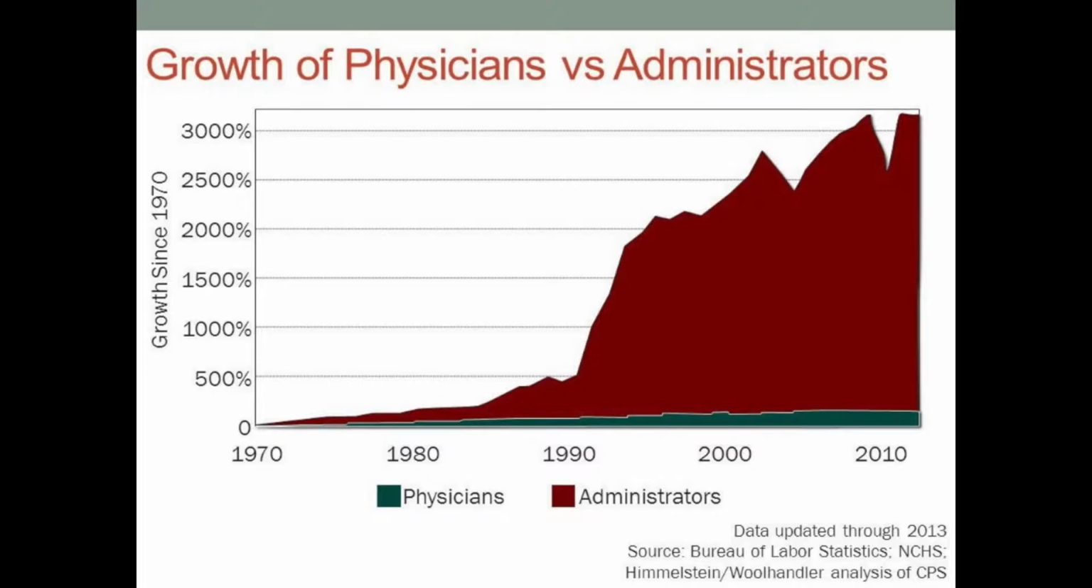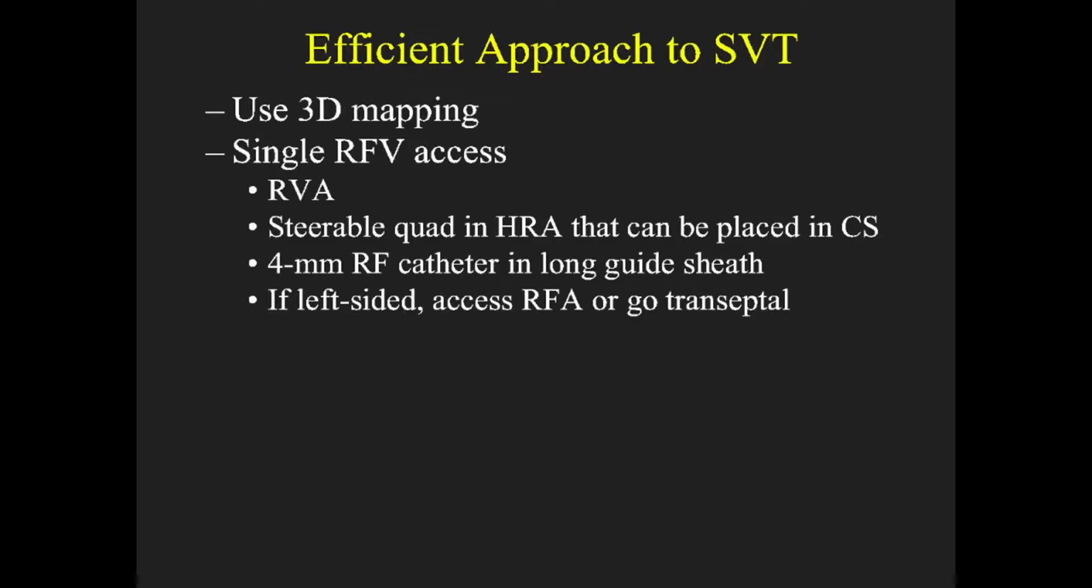All right, so we'll talk about the efficient approach to SVT in the EP lab. One question often comes up is, do you use a 3D mapping system? I think that you can make a strong case for a 3D mapping system in even straightforward SVT cases to minimize fluoroscopy and to have better resolution of your location. I strongly encourage a single venous access approach rather than sticking multiple veins, IJs, other veins, and I think in almost all PSVT cases this can be accomplished with a single femoral venous access and occasionally a single femoral arterial access. I put in an RV catheter, a steerable quad in the high right atrium that can be placed in the coronary sinus if needed, but not at the beginning, and then an ablation catheter.